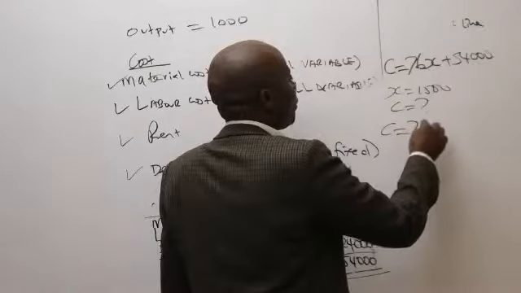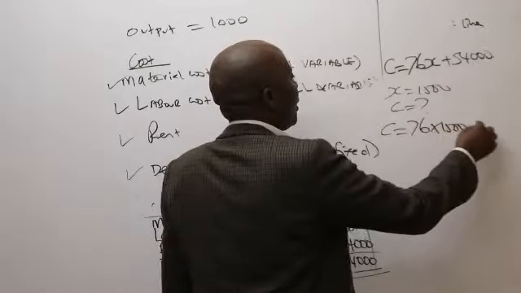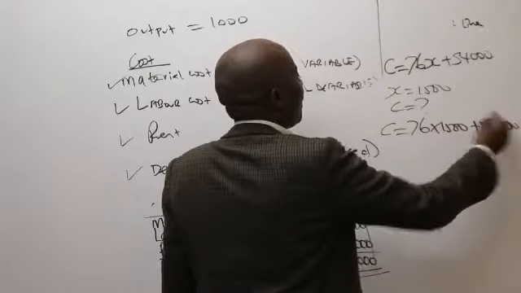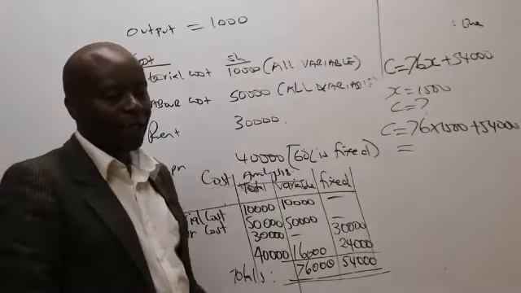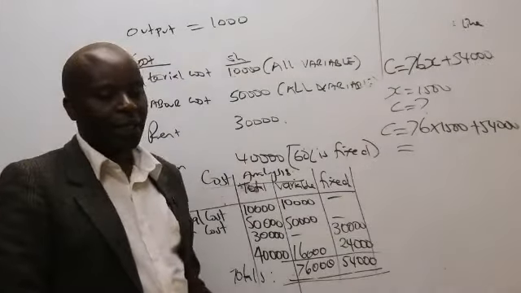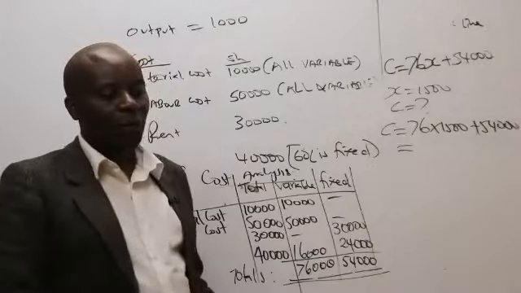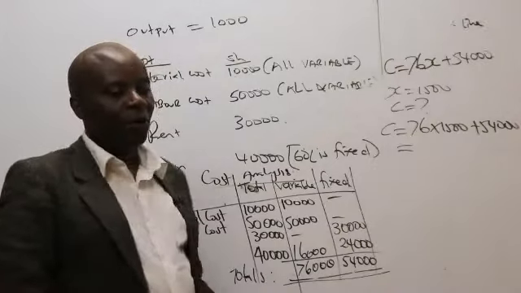So my total cost will be 76 times 1,500 plus 54,000. Could you kindly give me an answer there? What do we have? Somebody there?